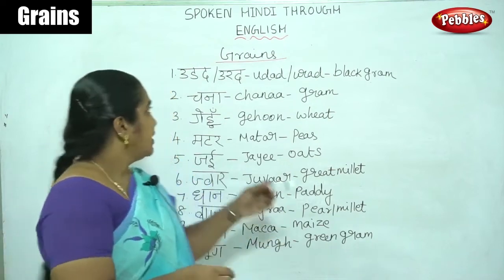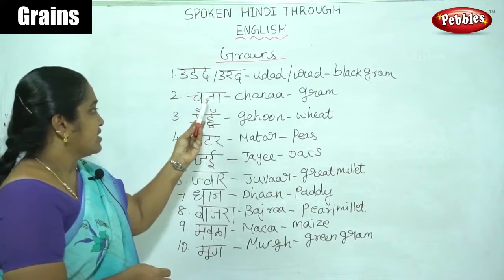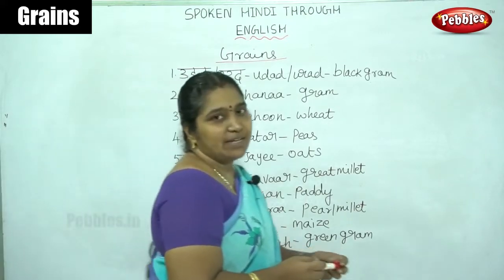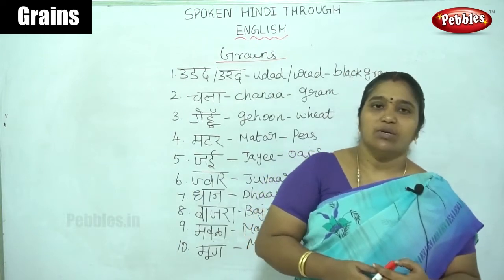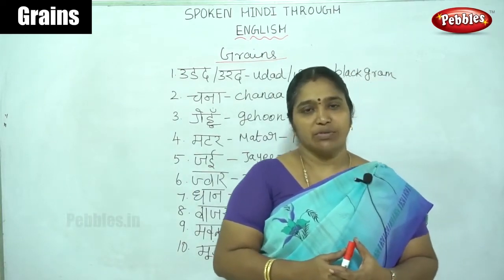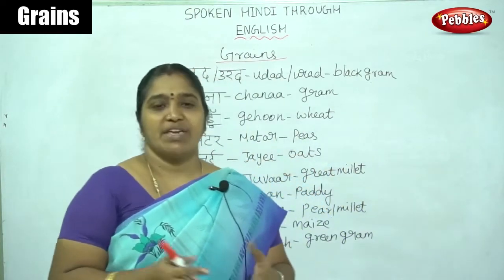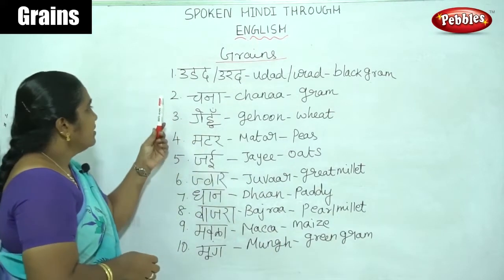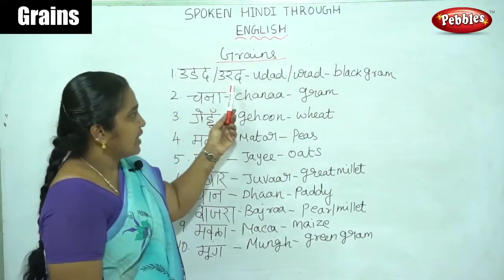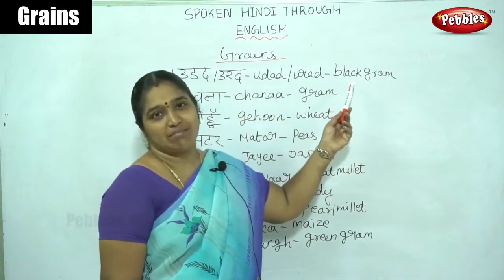Now let us see about the grains. Grains nowadays are very important. We have to take grains in our food. In the place of rice, we can introduce the grains. The first one is udat, urad, which means black gram.